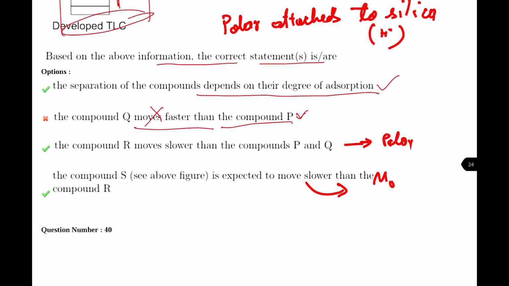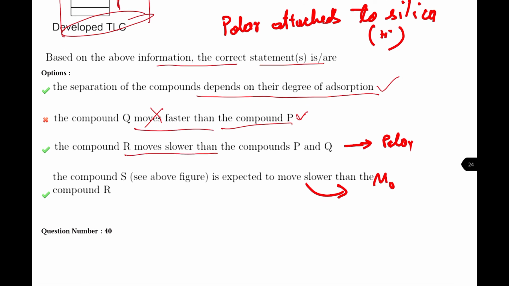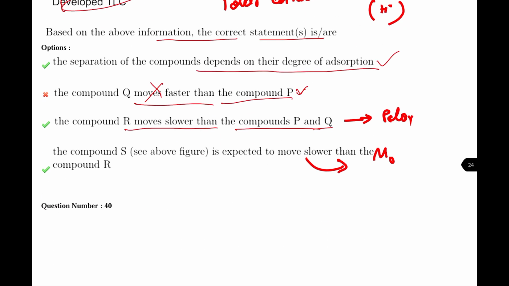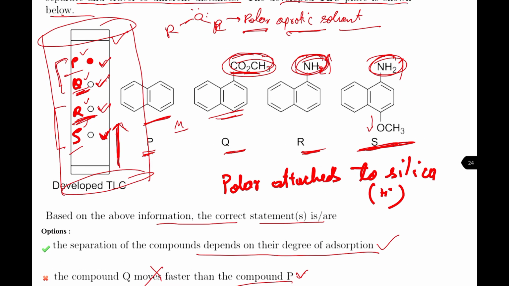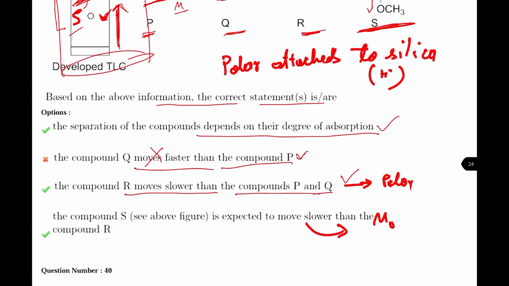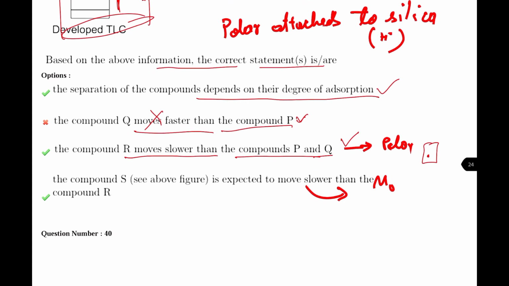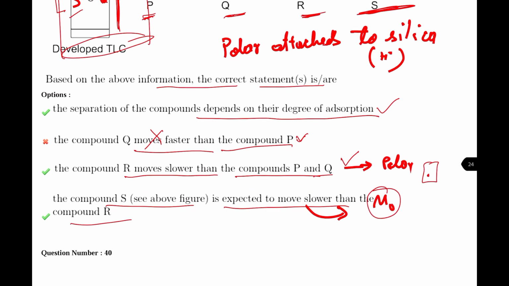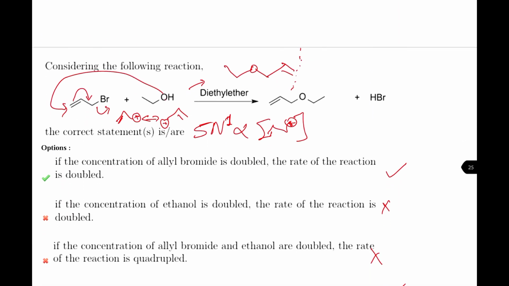So this is wrong. Compound R moves slower than P and Q, which is true because R is basic. R has an NH2 group which will stick to the silica plate and it will move slowly. Finally, compound S is expected to move slower than R, which is true based on the molar mass. So this is done. Next question.